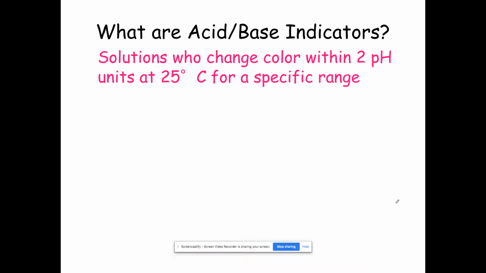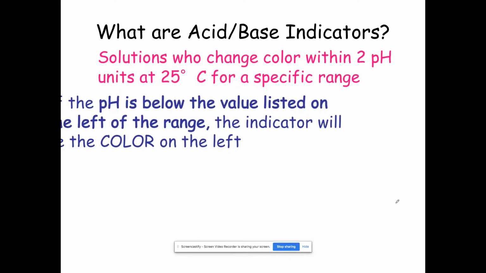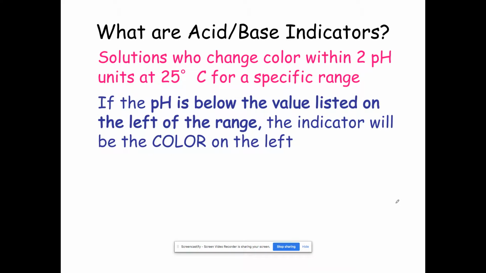These indicators are going to change color within 2 pH units at 25 degrees Celsius for a specific range. On table M, you've got 6 of them, and you notice that they have an approximate pH range where the change will occur, and then it'll show you on the rightmost column what the color change is. Here's how to read this chart.